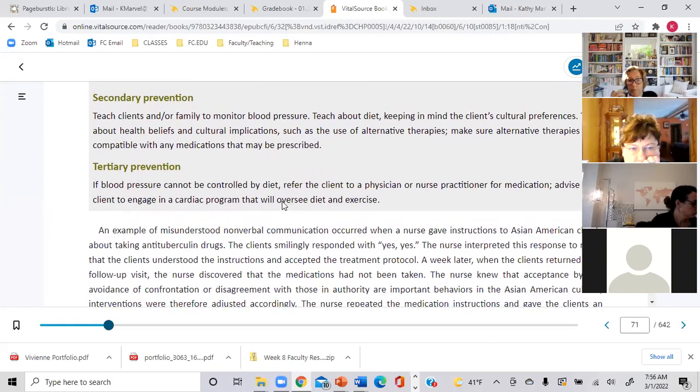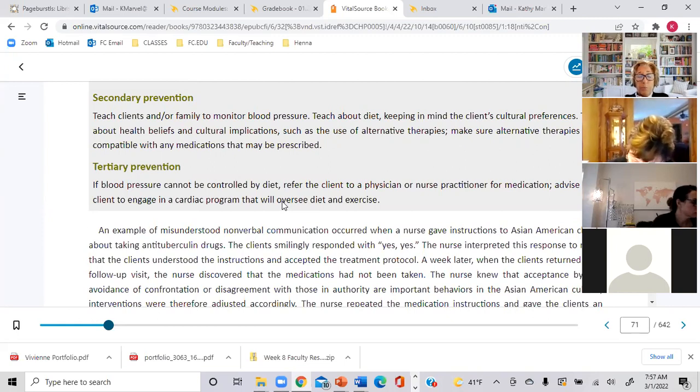And then tertiary, let's assume they have high blood pressure. So they already have it. Blood pressure cannot be controlled by diet. Refer the client to a physician or a nurse practitioner for medication. You might be advising them to engage in a cardiac program. Do you understand the differences between the three here? Because if you don't, we can review them again.